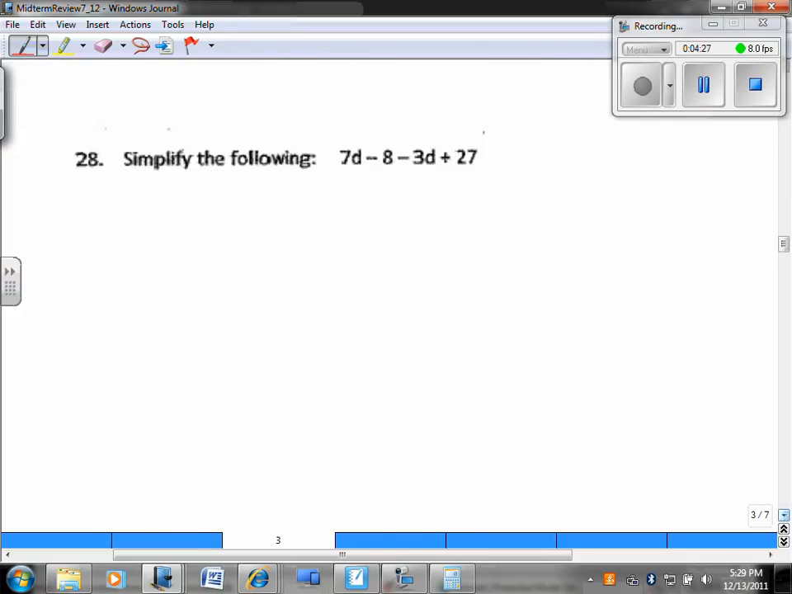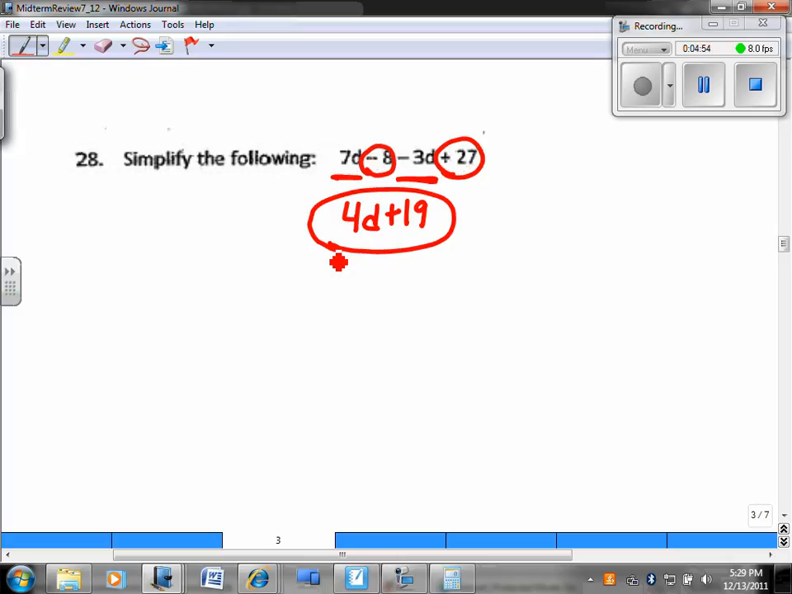Okay, simplify the following. Again, simplifying is easy. Just combine like terms. So 7d and then minus 3d gives us 4d. And then we have minus 8 plus 27. So minus 8 plus 27 gives us positive 19. So we're left with 4d plus 19. And that's our answer there.